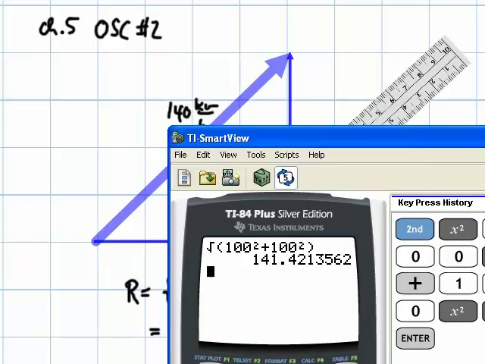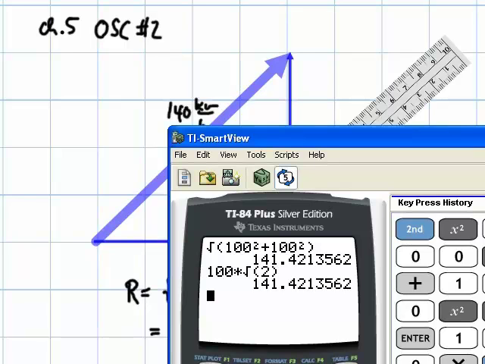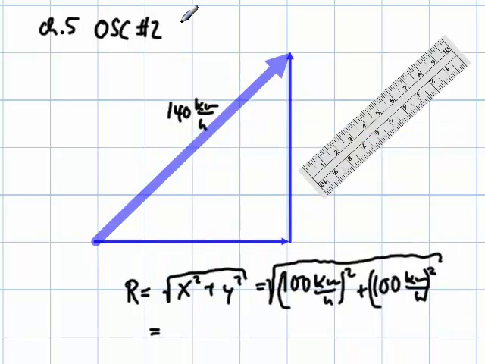There's a quick way, but it only works if it's a right angle and if the two vectors are of equal length. And that quick way is that I take 100 and I multiply it with the square root of 2. But as I said, that only works if the two vectors are of equal length and are at right angles to each other.